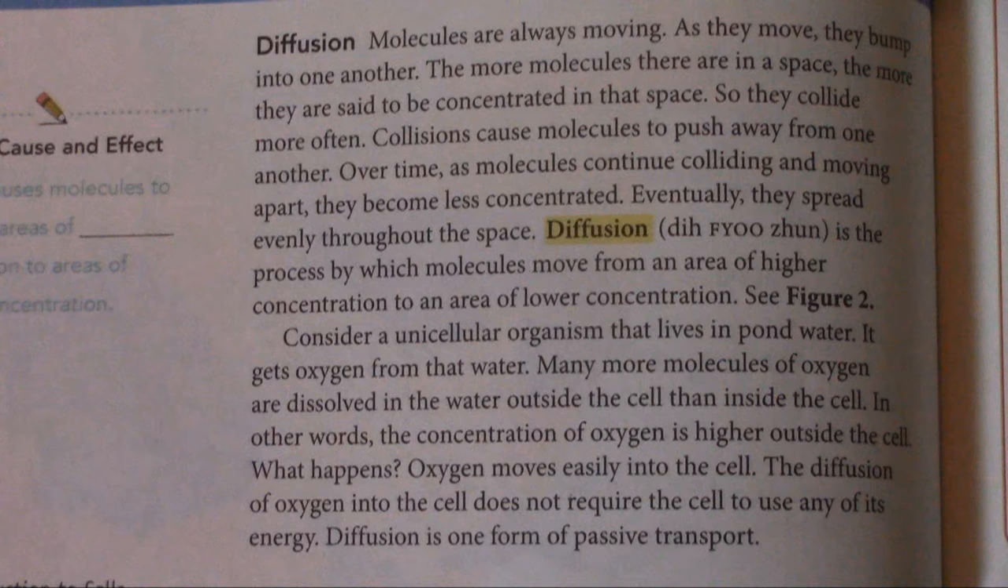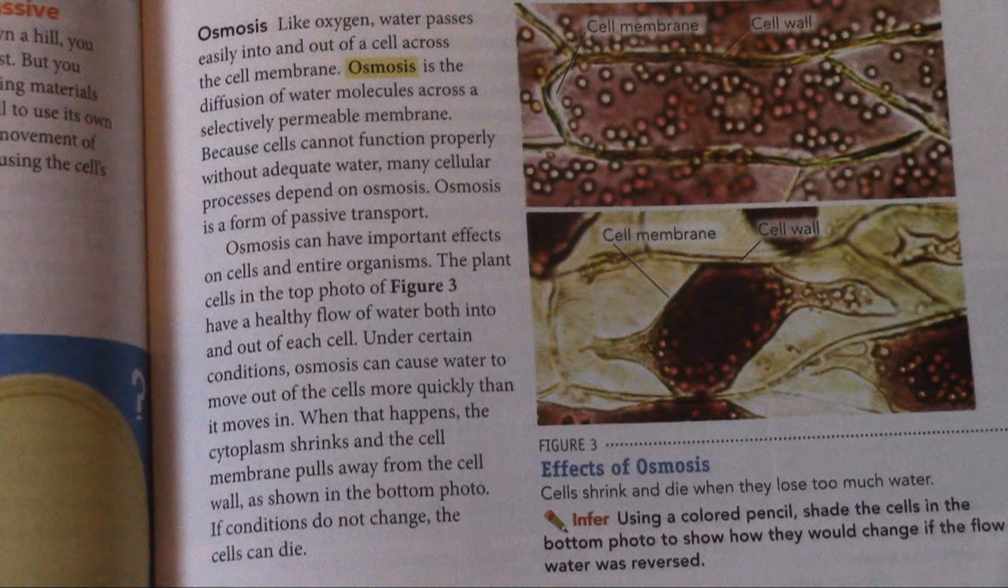Consider a unicellular organism that lives in pond water. It gets oxygen from that water. Many more molecules of oxygen are dissolved in the water outside the cell than inside the cell. In other words, the concentration of oxygen is higher outside the cell. What happens? Oxygen moves easily into the cell. The diffusion of oxygen into the cell does not require the cell to use any of its energy. Diffusion is one form of passive transport.